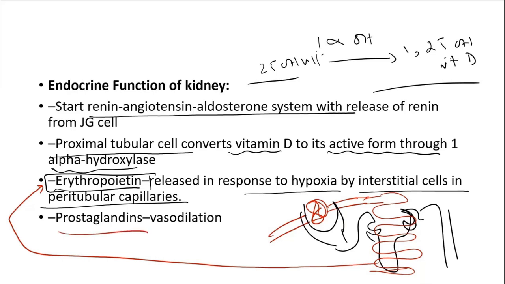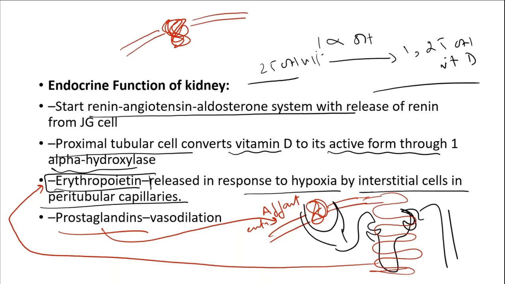Prostaglandin. This is a paracrine secretion which vasodilates afferent arteriole to increase renal blood flow. So prostaglandin can dilate afferent arteriole. Okay, what kind of question can they ask you in the exam? They can actually give you this image, glomerulus, afferent arteriole, and this Bowman capsule.